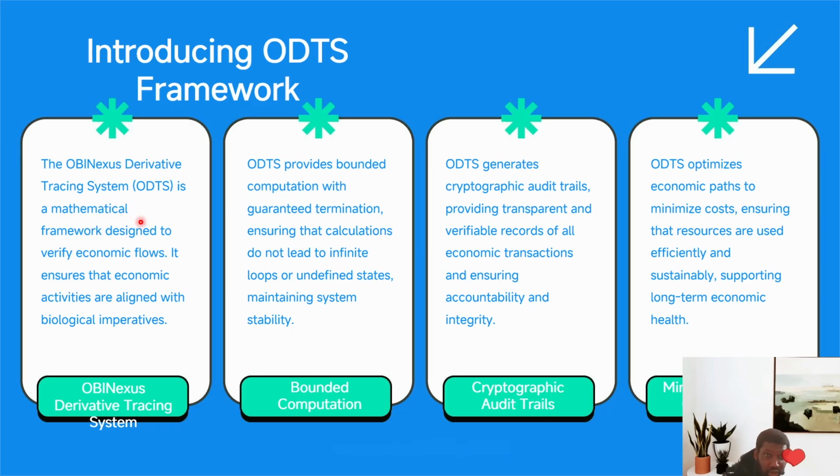This is just the OBNXS system, verify economics flow. It ensures economics aligns with biological imperatives. If you go to github.com/ODTS this year, you should find it. You should see some mock examples of these problems, but not the financial ones. Yes, the financial one. I'm trying to put financial ones today.